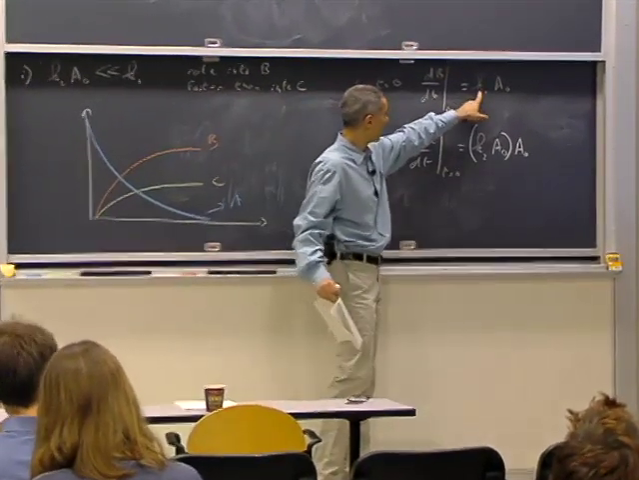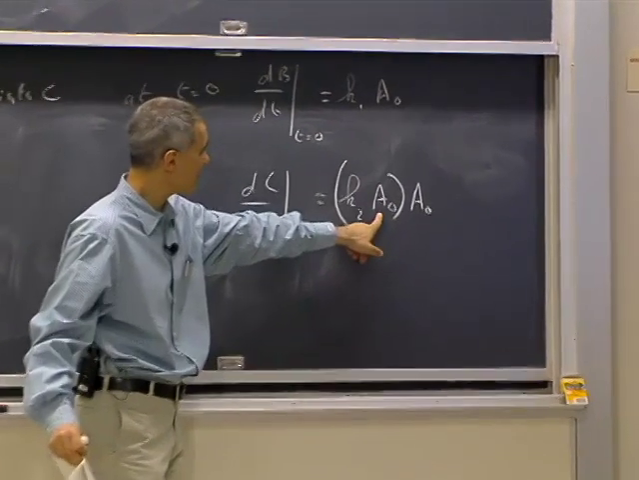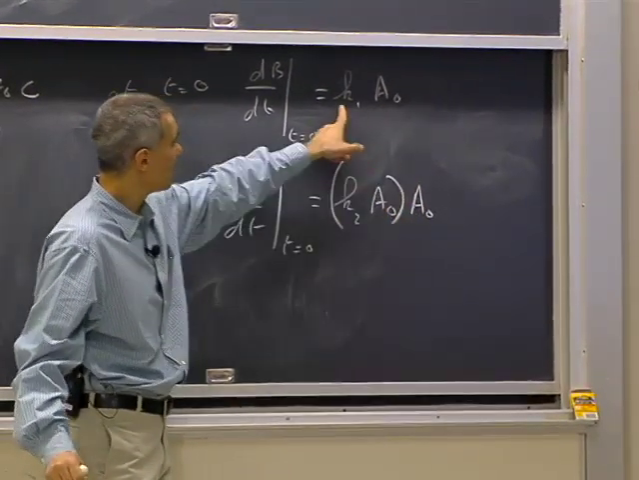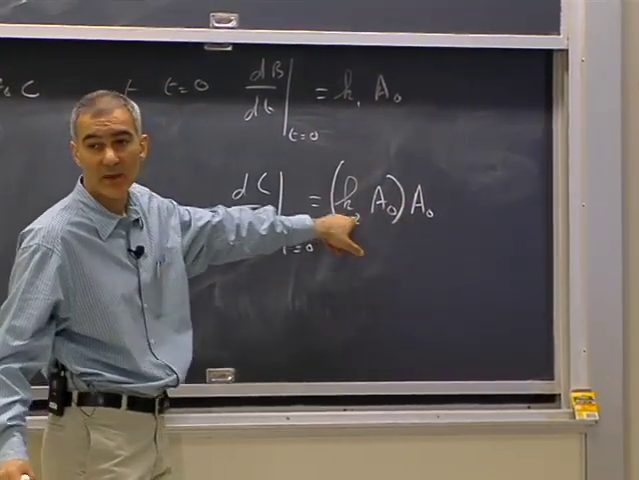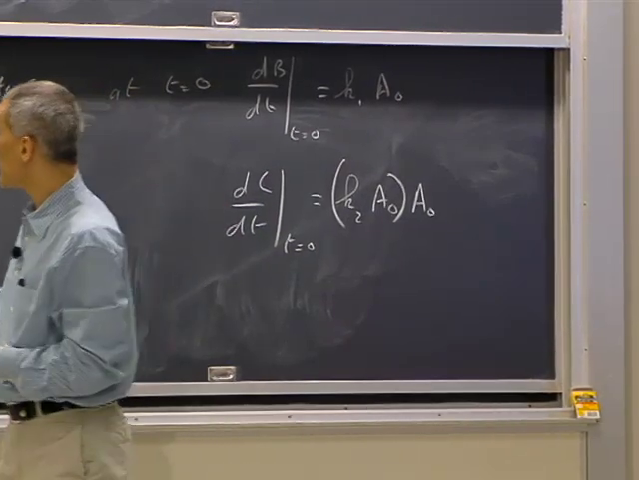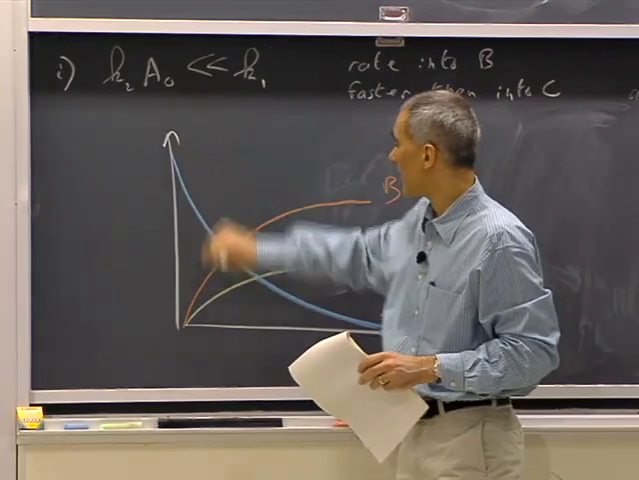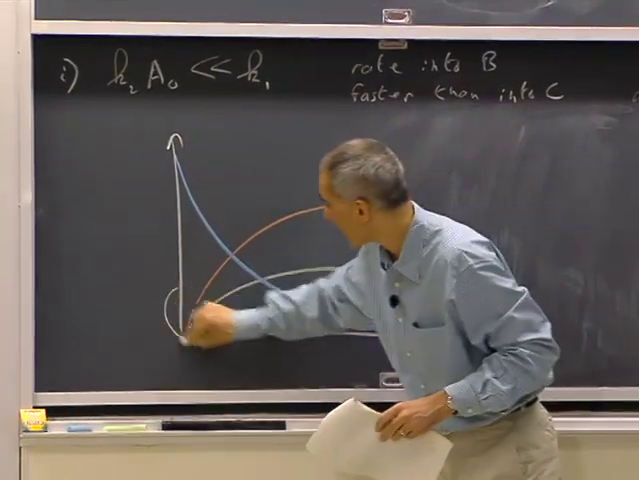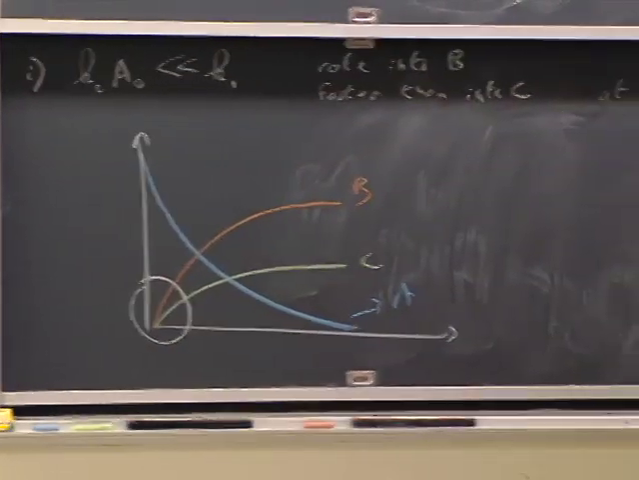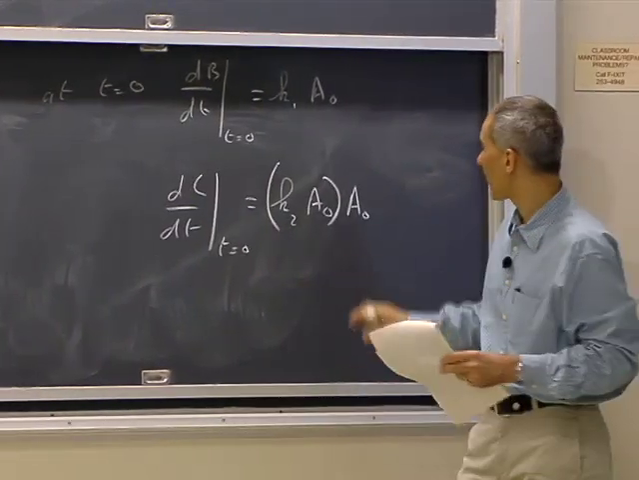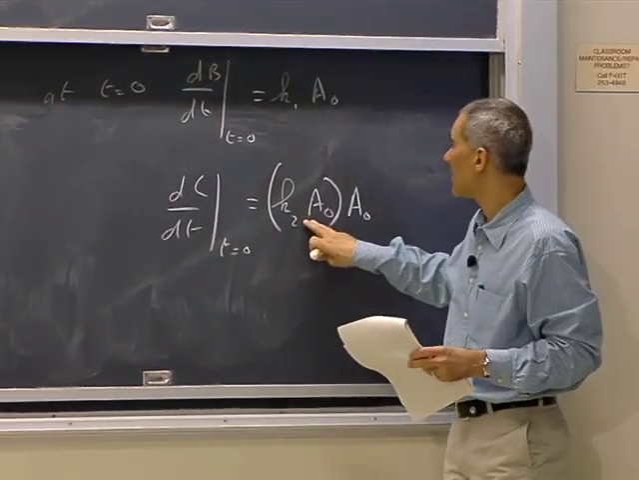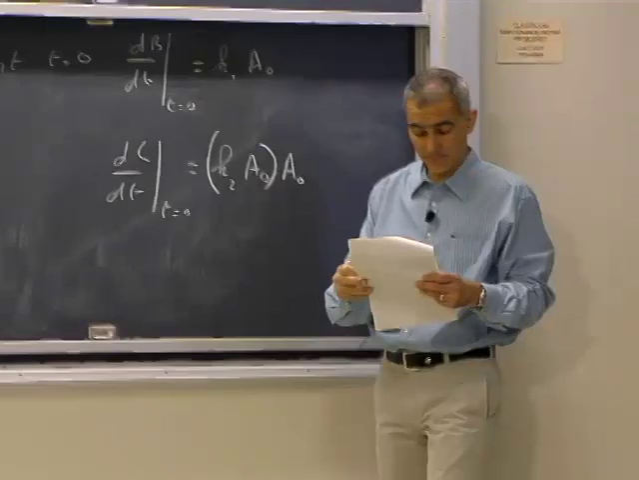Well, we said k1 is much bigger than k2 times a naught. There's the same a naught here. So we see, just by writing this down, that our intuition that because the rate into B is much faster than into A, it should look like this, is borne out just by looking at the initial rate, where the slope here is much smaller than the slope here.